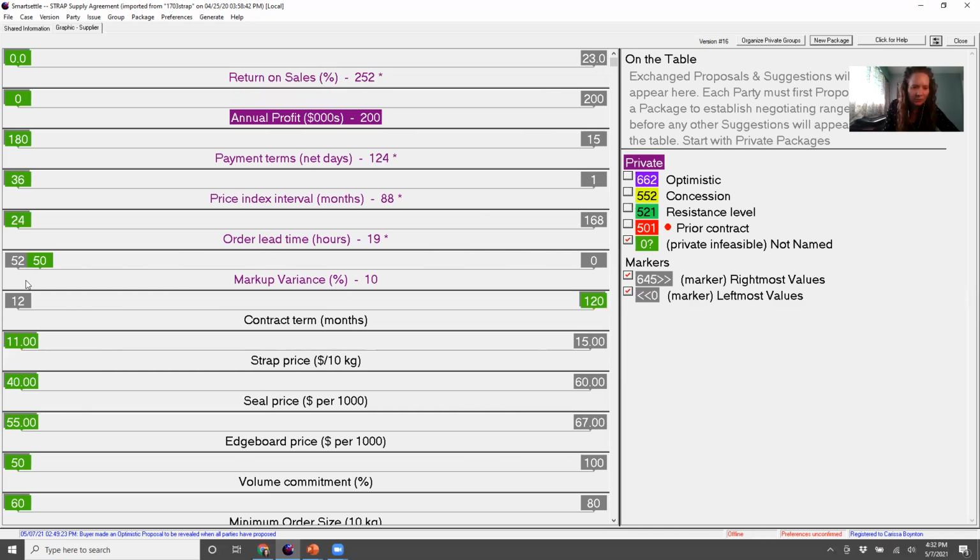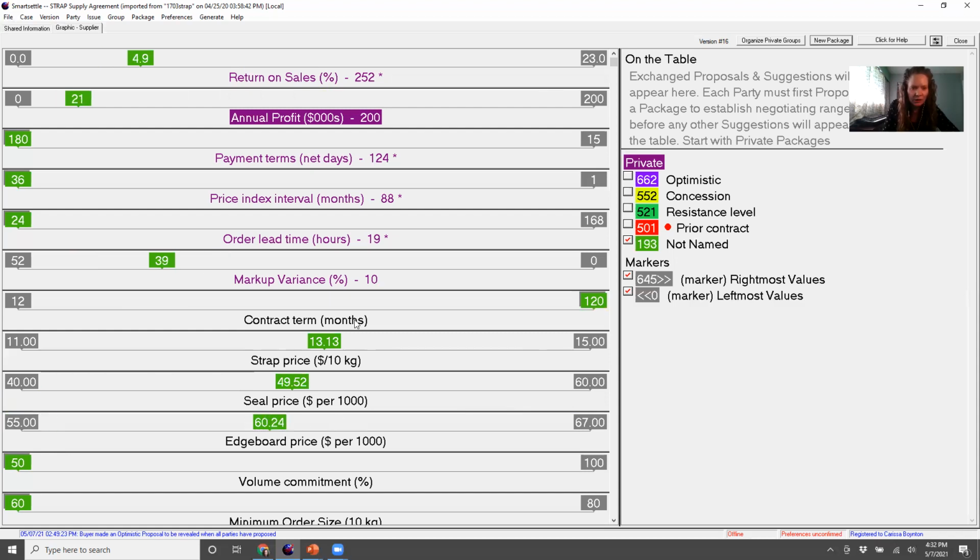So as I start pulling these flags over, for example, if I pull the strap price over, you're also going to see some of these other flags jump, and that's because they are obeying the constraints that we looked at for the private constraints as well as the shared constraints. So we pulled the strap price over there, and let's pull seal price over as well as edge board price.